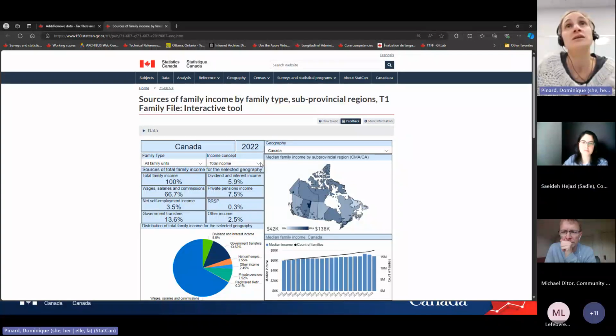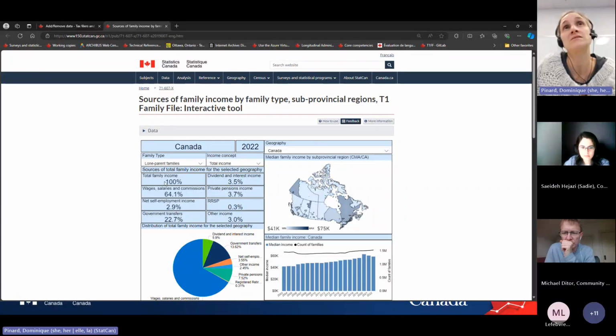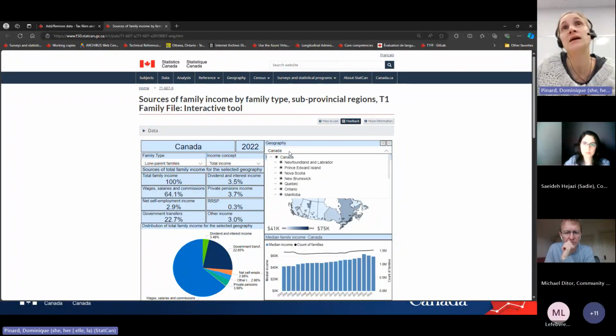If you were interested, this tab is only going to change from total income to after-tax income, and it impacts only that table to the right and the graph here. Income sources is based on total income, so the denominator is total income. And then you can decide that you're interested in looking at the situation in lone parent families, and you see that the wages are a little less important than the government transfers for lone parent families. And you can even go and try to find other geography levels. So that's kind of the family one.